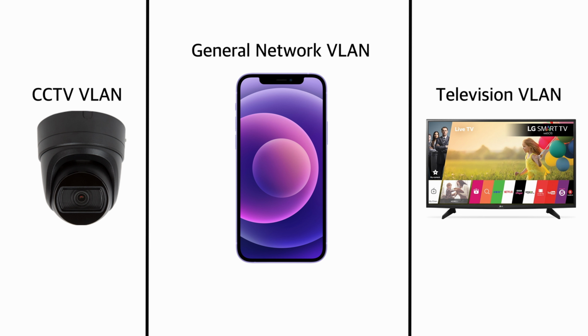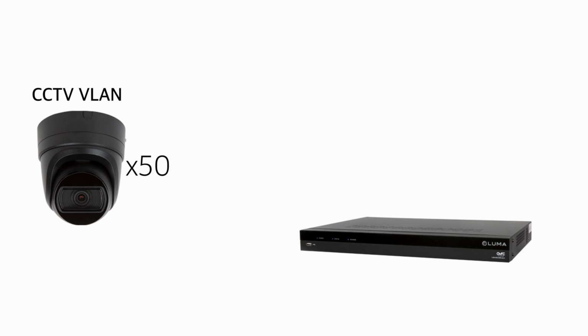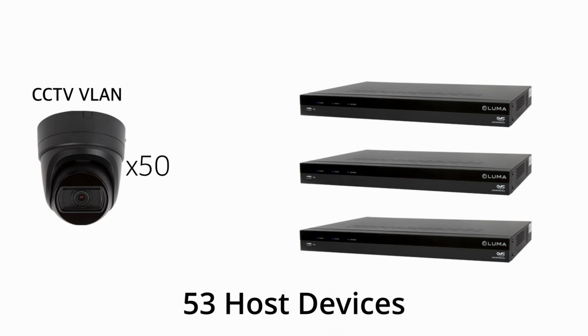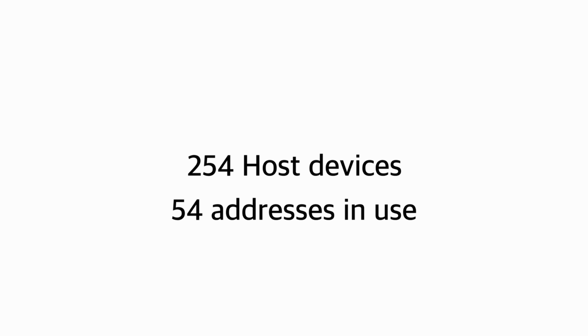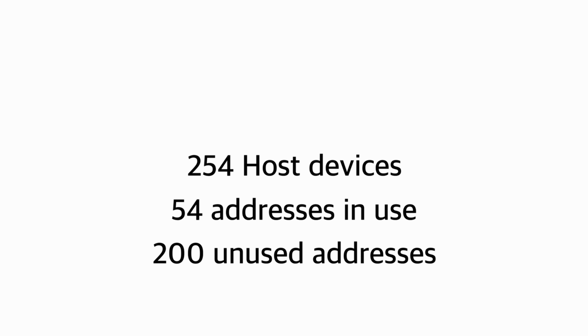That is fine, but take for instance the CCTV camera VLAN. 50 cameras and a few network video recorders, 53 host devices for instance, 54 if you include the router. You have a subnet range that's scoped for 254 host devices, and you're using 54 addresses. That leaves 200 unused addresses. That's a bit of a waste of network resources. We could chop this subnet up into smaller subnets by doing subnetting.